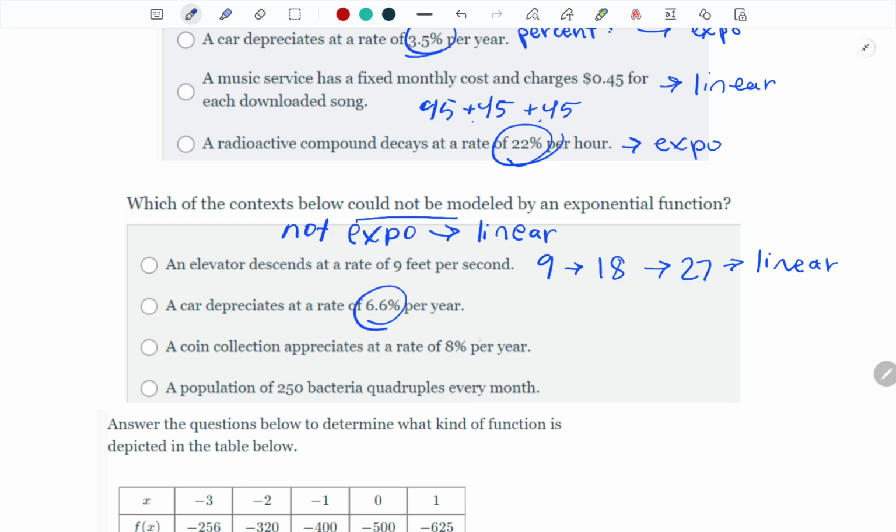I see really quickly these are percents, so I know those are exponential. And my last one, a population of 250 bacteria quadruples every month. Quadruples means times by 4. Doubles means times by 2. Triples means times by 3. So anytime you see a word like that, it is going to be exponential. That's a factor. This is what we mean when we say factor.